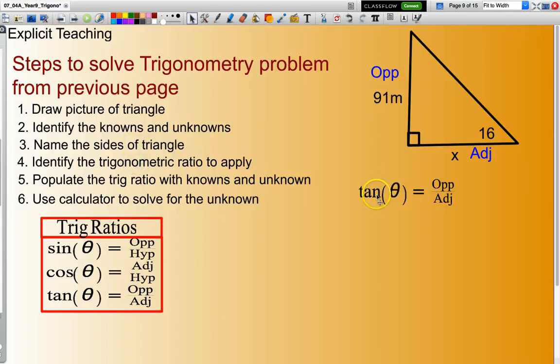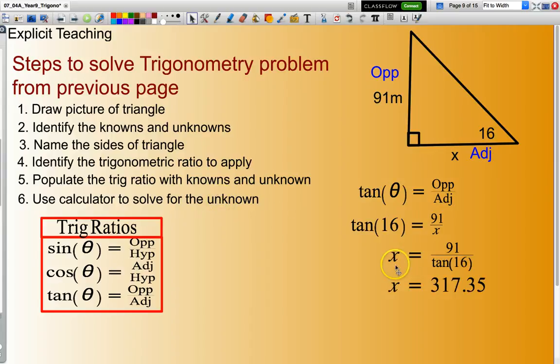I always like to write out my trig ratio. It demonstrates that I have an appreciation of what I'm really trying to do here, and it eliminates errors when I start to transcribe the actual knowns and unknowns into the formula. So tan theta equals opposite divided by adjacent. Now I need to populate with knowns and unknowns. So the tan of my angle equals the length of my opposite divided by x, and I just rearrange that formula and then use my calculator to solve.